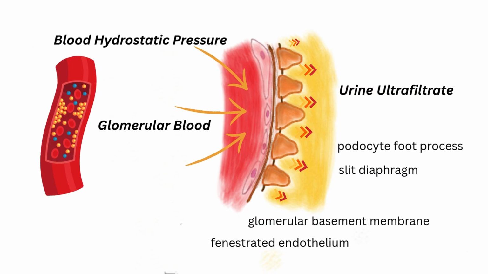Here we see glomerular hydrostatic pressure filtering the blood through porous fenestrated endothelium, glomerular basement membrane, and slit diaphragms in between podocyte foot processes, forming the urine ultrafiltrate.